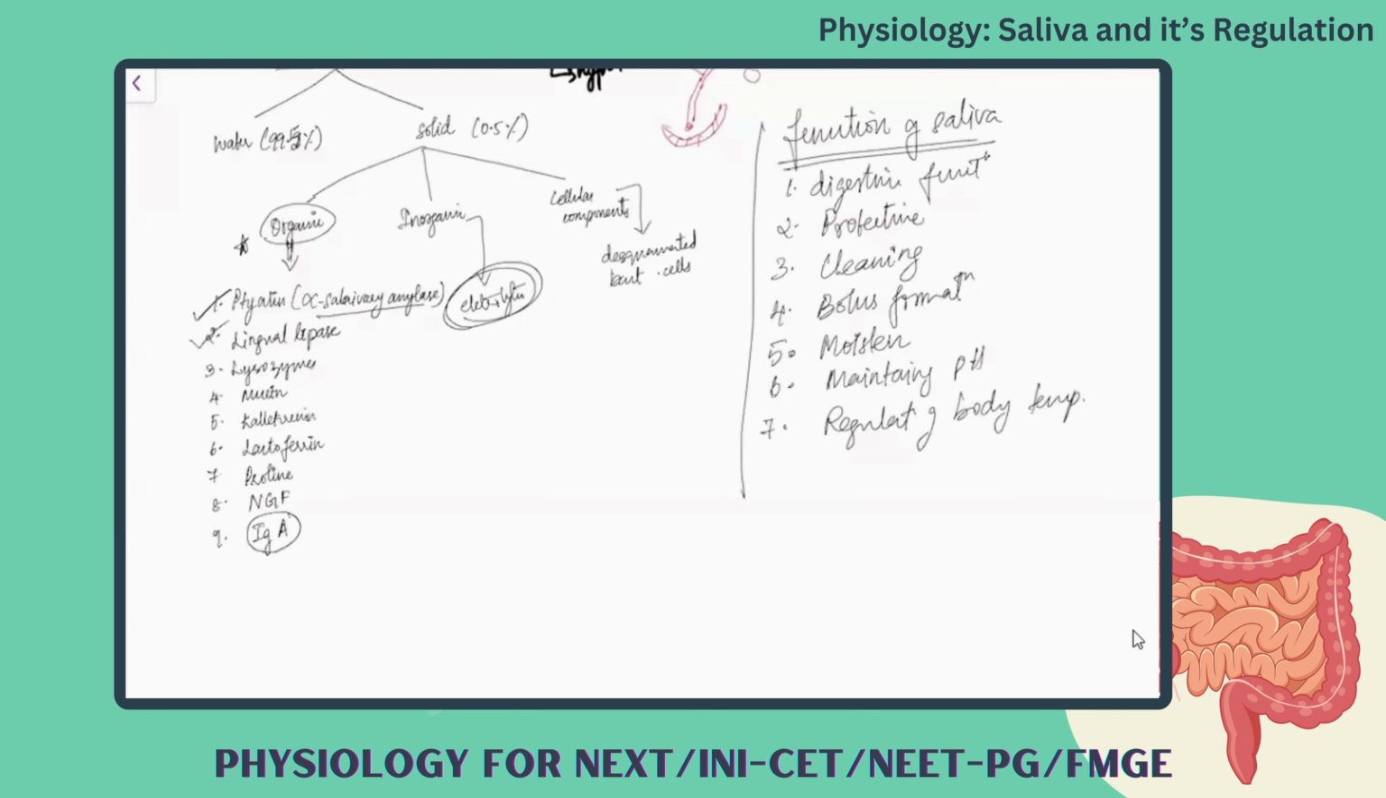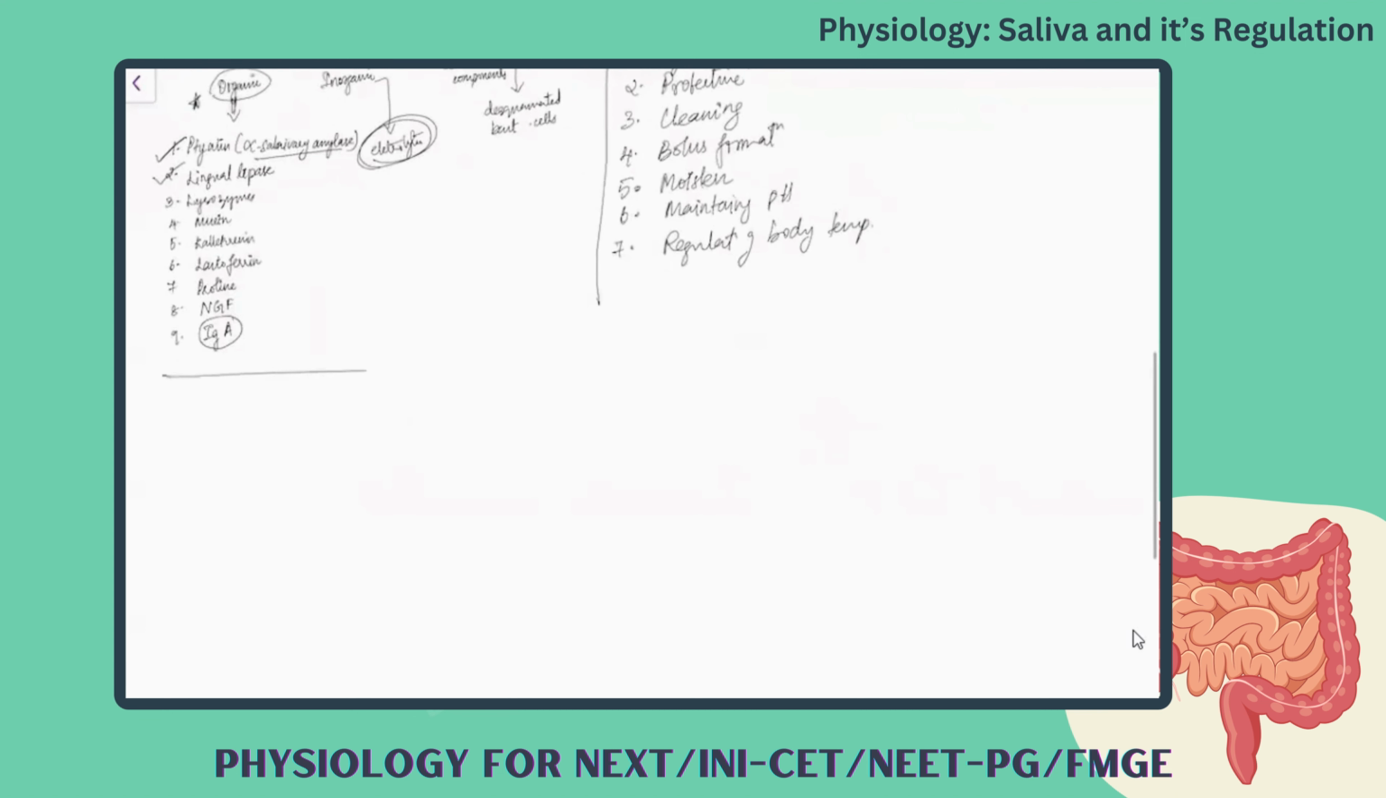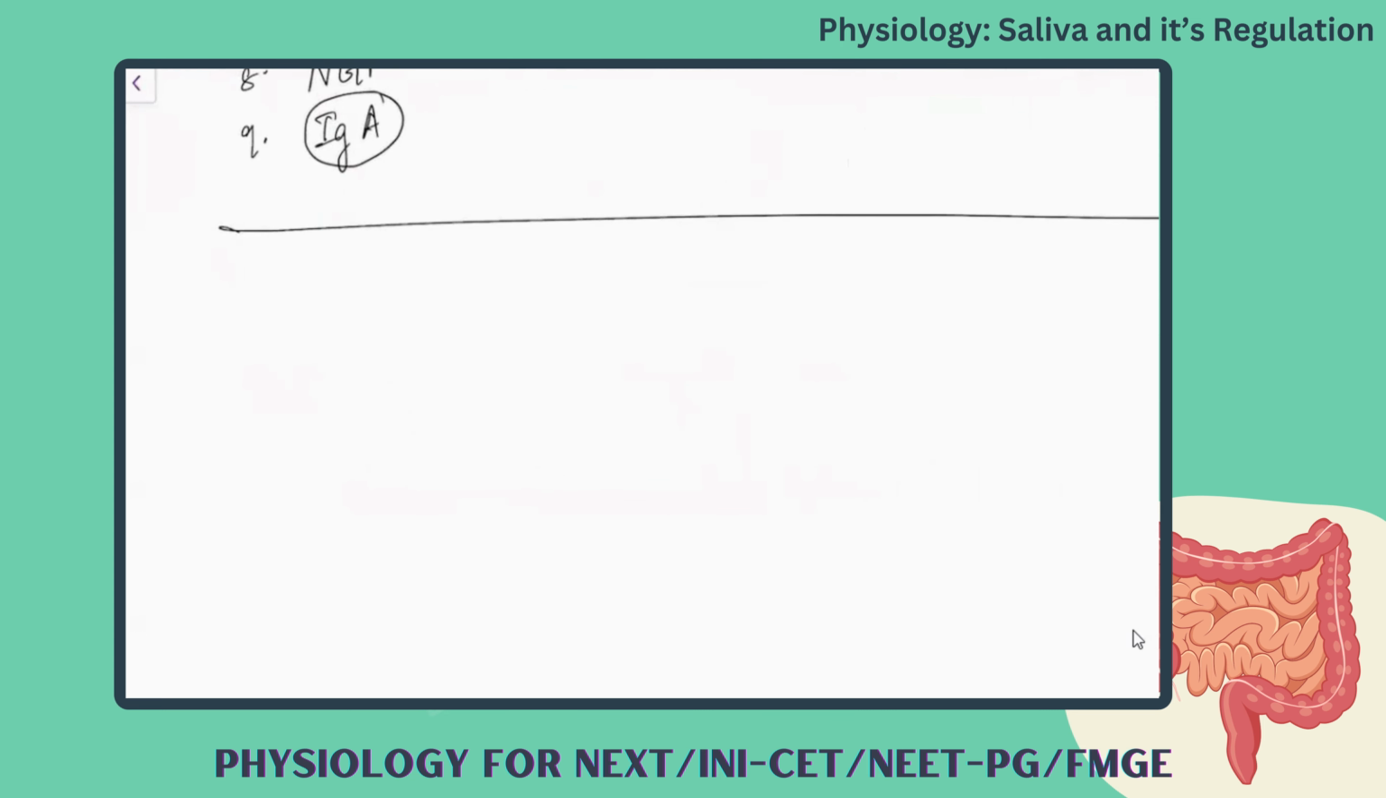Okay. Clear? So next, now we will move on to the regulation of saliva. In the digestive system, we are going to see each and every organ: stomach, duodenum, intestine. Okay. And everything is going to have regulation based upon three concepts. Based upon three concepts, we are going to see the regulation.